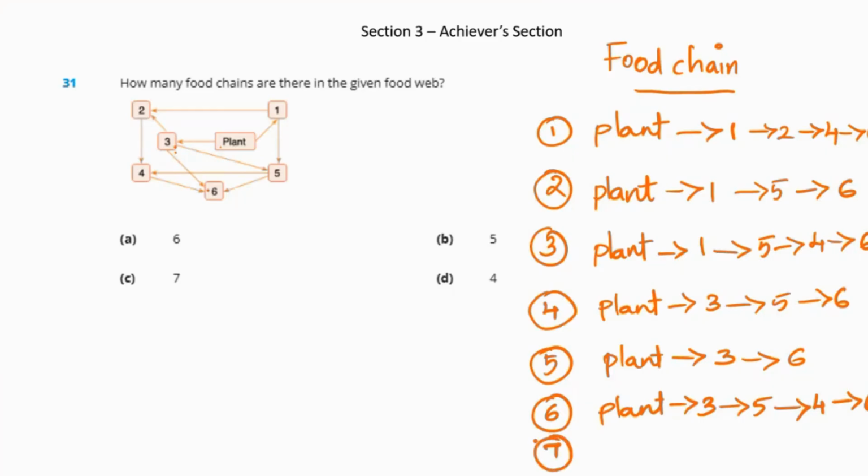Next, any other food chains there? Yes, one more food chain that is plant, then 3, 2, then again 4 and 6. Any other food chains there? No. Okay, so we have a total of 7 food chains hidden in this food web, right? So the correct answer is option C, that is 7.